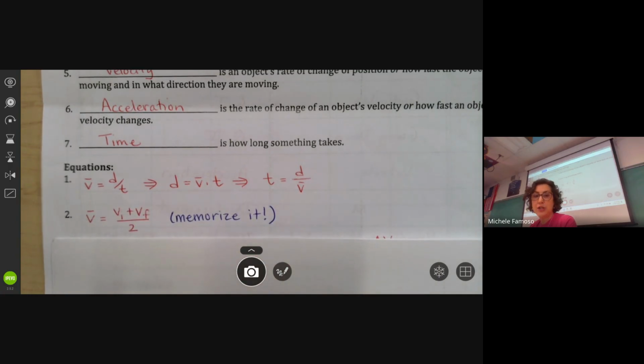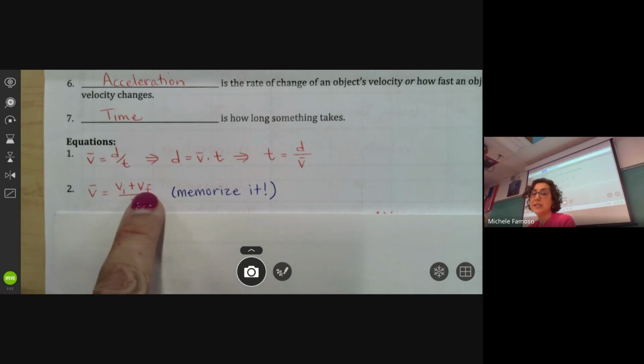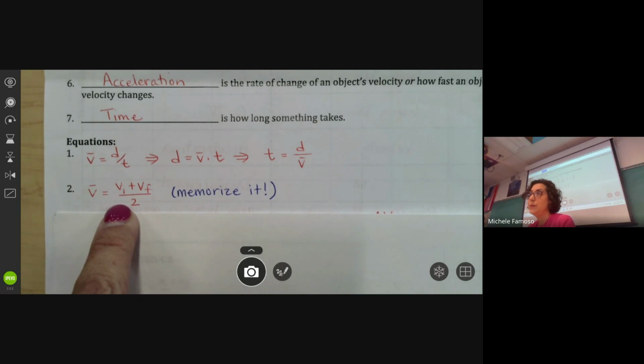The second equation is one that I asked you in the notes you were given last week to add to your reference table. v bar is the same thing as vi plus vf over 2. When you have 2 measurements of velocity, to find the average of them, you add them up and divide by 2. This is not on your reference table, but you will be expected to know that equation on tomorrow's test.